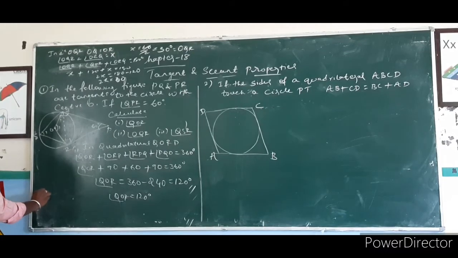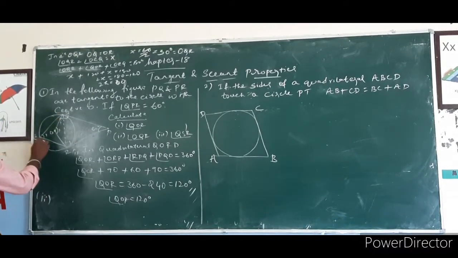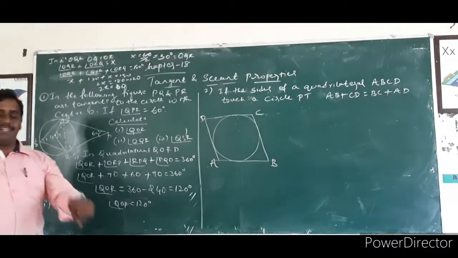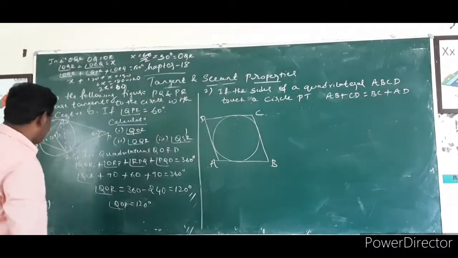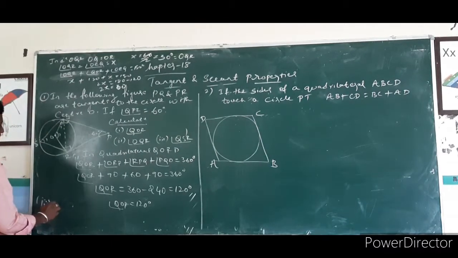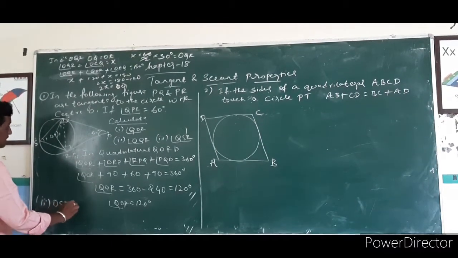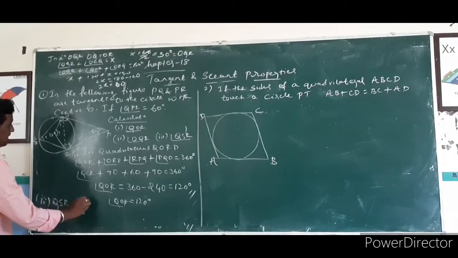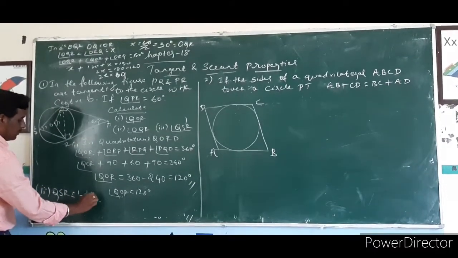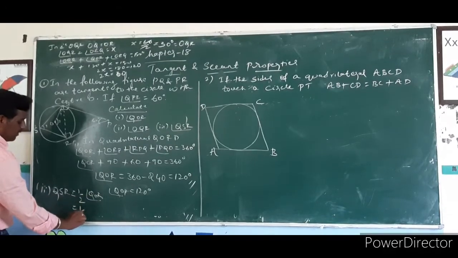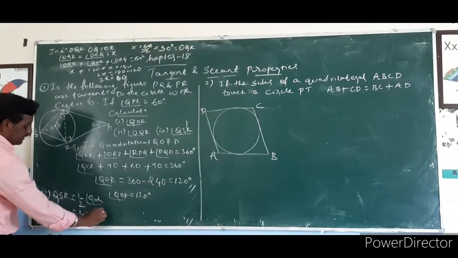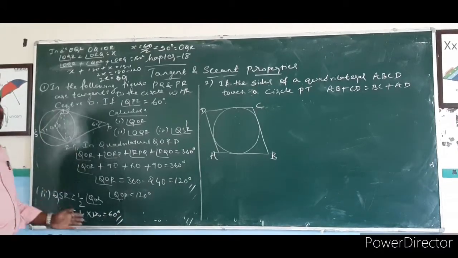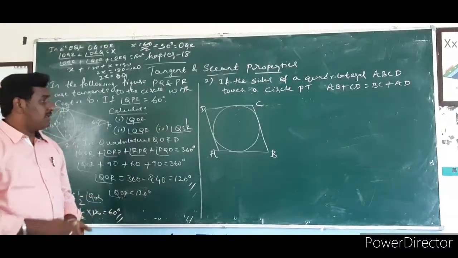For the third one, we want to find angle QSR. So we know the relationship between the angle at the center and the angle at the circumference: QSR is equal to half of the central angle QOR. Half of 120 is 60 degrees. So we can easily solve the problem like this to find the answer.